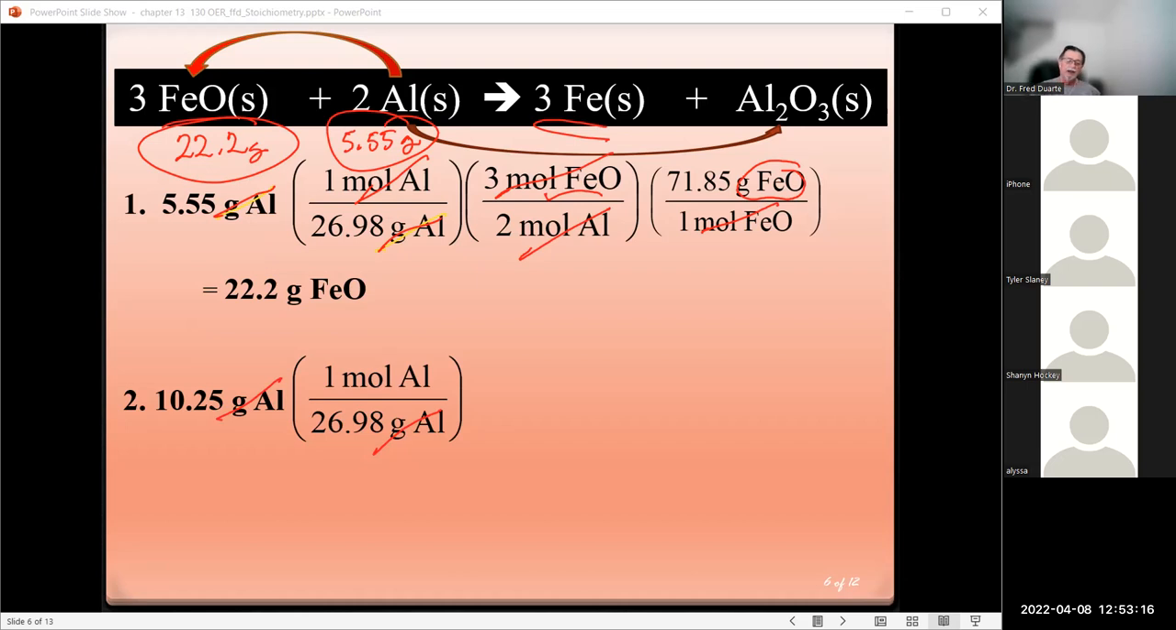At this point, I have moles of aluminum, and now I need to get to moles of what I'm looking for, which is aluminum oxide. So that requires the stoichiometric relationship between the aluminum oxide and the aluminum, which is a 1:2. Okay, and that again comes from the balanced chemical equation. Keeping track of my units, making sure things cancel out.